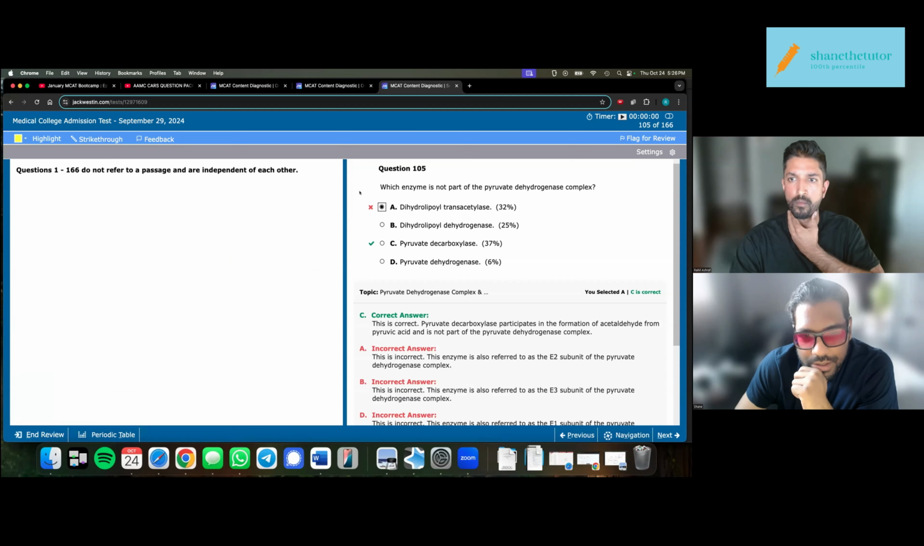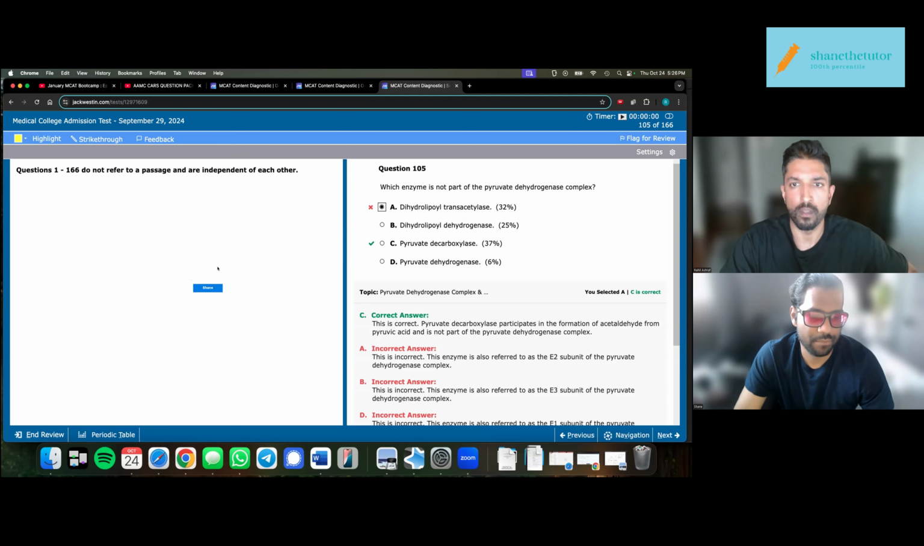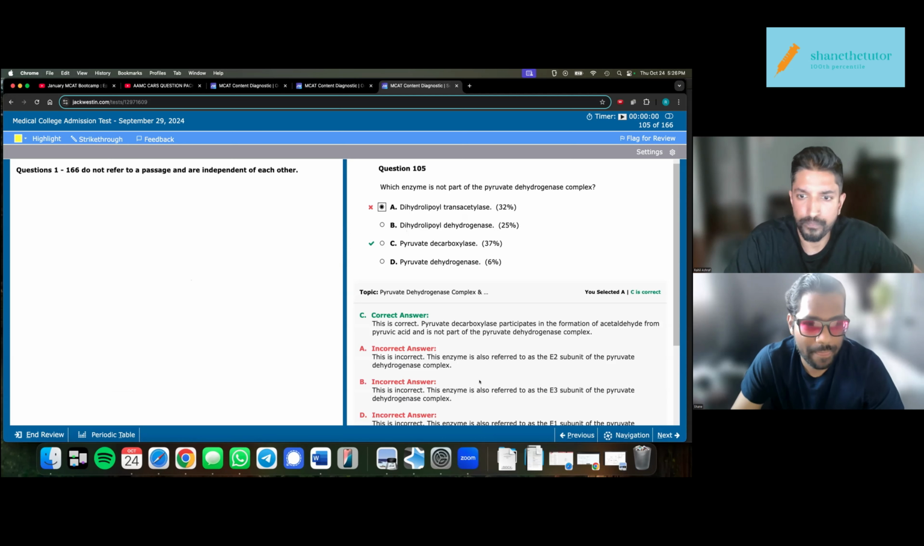So okay, we got our dihydrolipoyl transacetylase. We have the similar type of thing, but dehydrogenase, and we also have the other dehydrogenase, and that pretty much covers that. Got it.